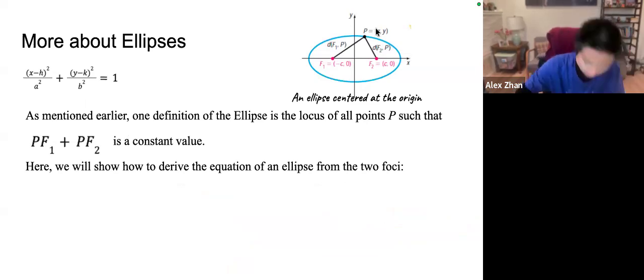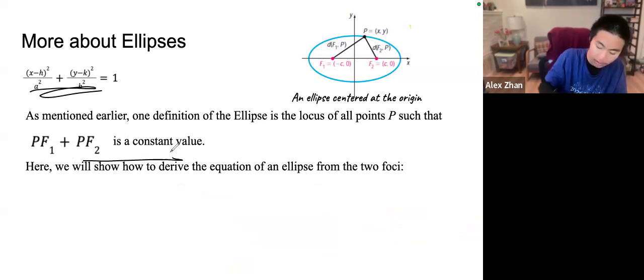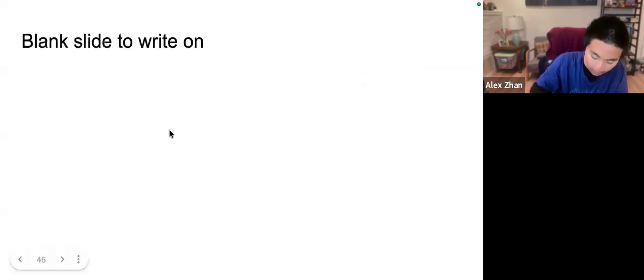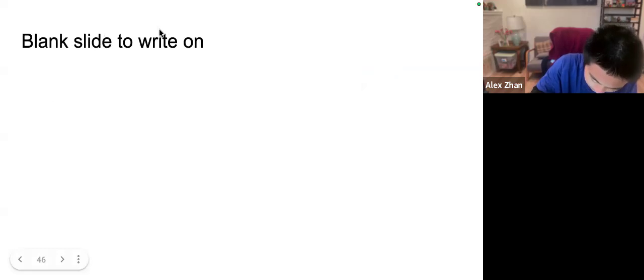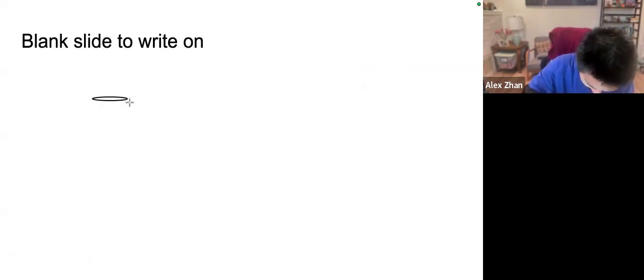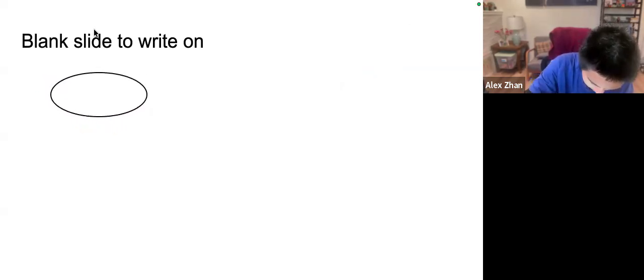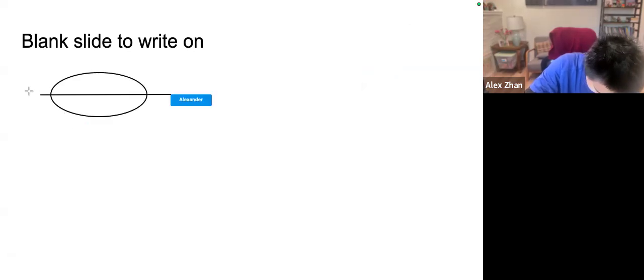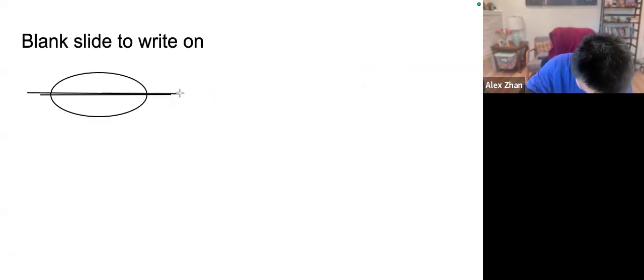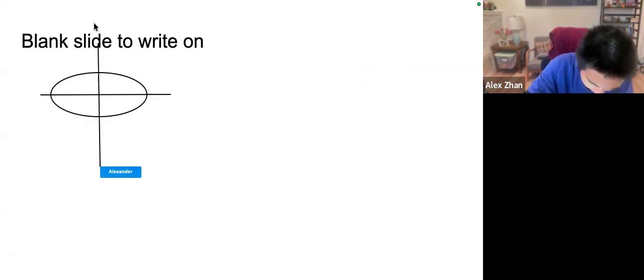And now as promised, we're going to show how you would get this equation from here. Okay, let's go to the next slide. I'll write it out. Here, ellipse.